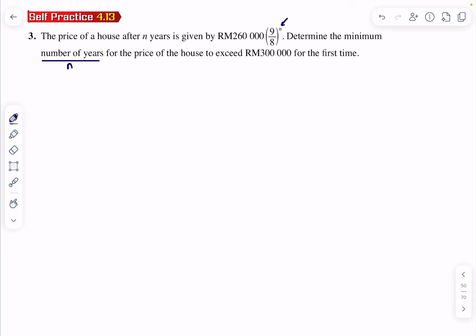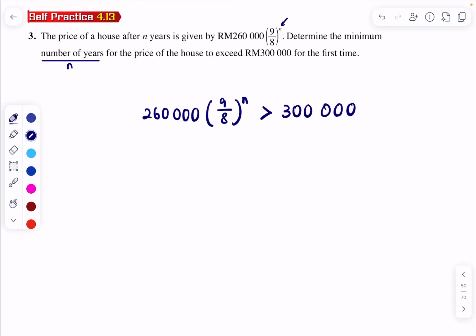So they want us to find n for the price of the house to exceed 300,000. So this is the price of the house. We want the price to exceed 300,000. We need to find n, the value of n.